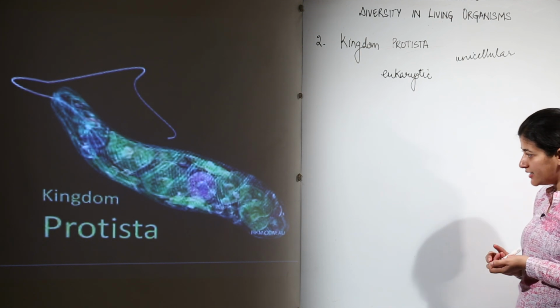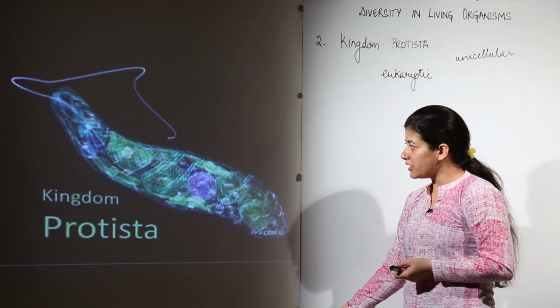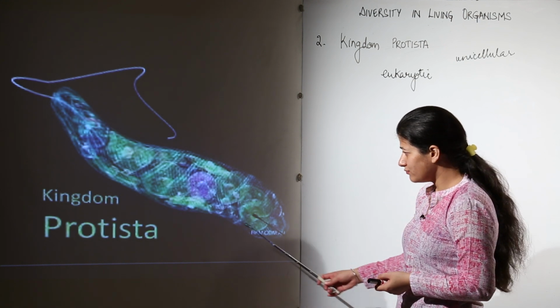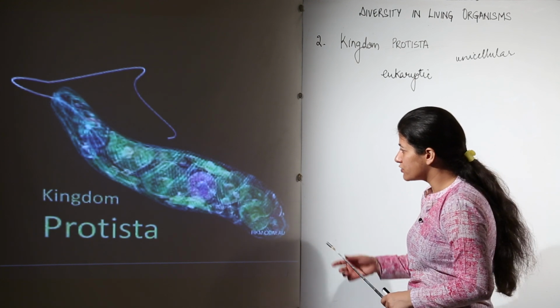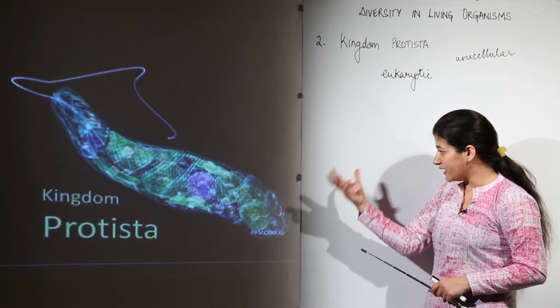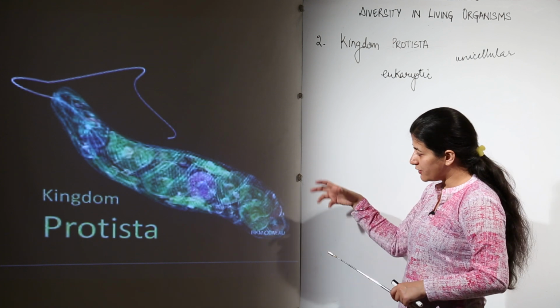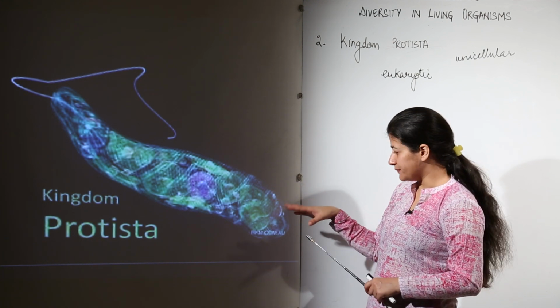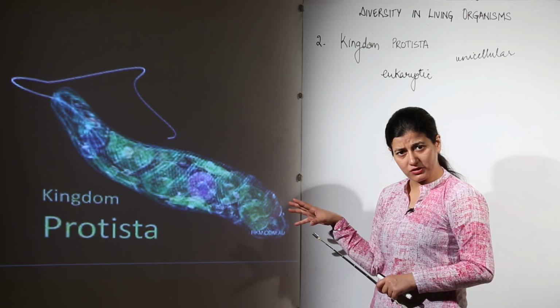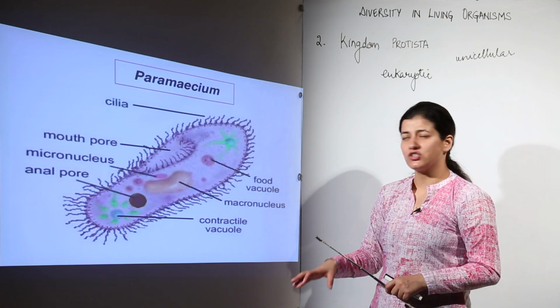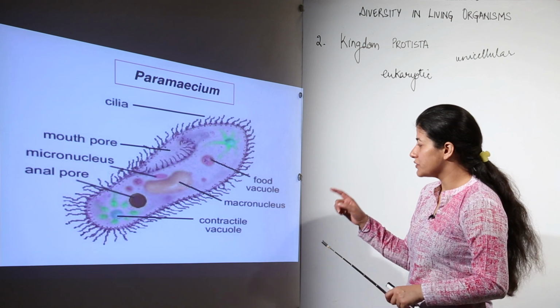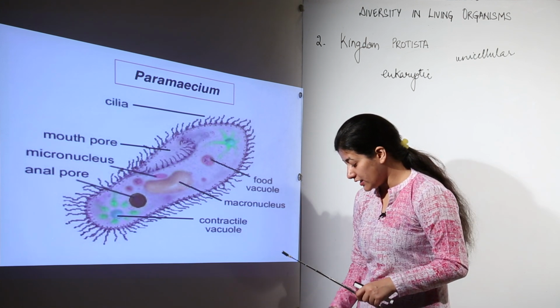Now, let us see what examples we have. What you see over here is the simplest example, a scanning electron microscope picture, which is further colored, and this is Paramecium. This is what Paramecium looks like. Now, we have to see the diagrammatic representation and understand. I am sorry, it was not Paramecium, it was Euglena. We are going to take that as well.